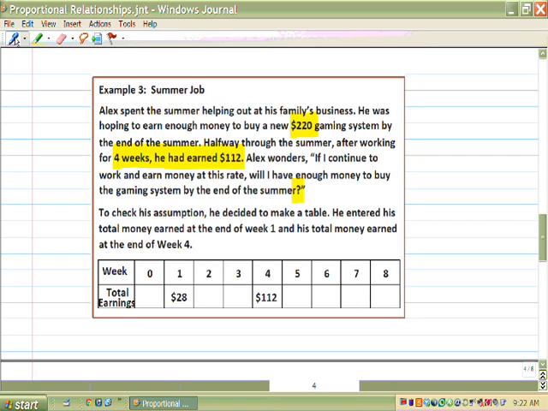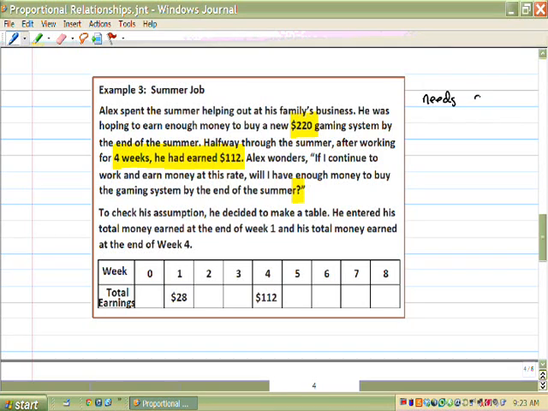So now, if you actually read this problem, you find that there's a kid who's working for his parents, he wants to buy a video game system, that's 220 bucks, he works for 4 weeks, he earns this amount, and he's wondering, if I keep this up for the whole summer, will I have enough money to buy the video game? So he creates this table, and he starts using the table to figure out if he could do it. Well, I highlighted the key information here. What does the 220 represent? That's how much money he needs.